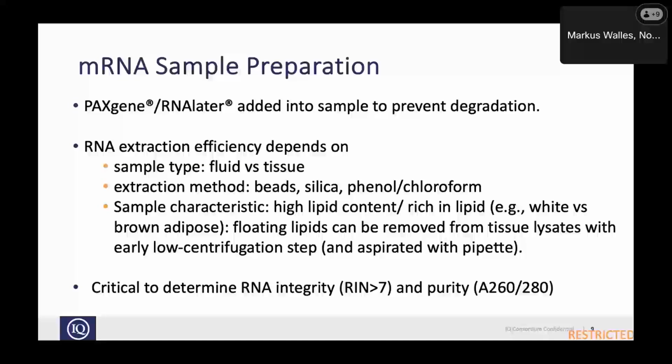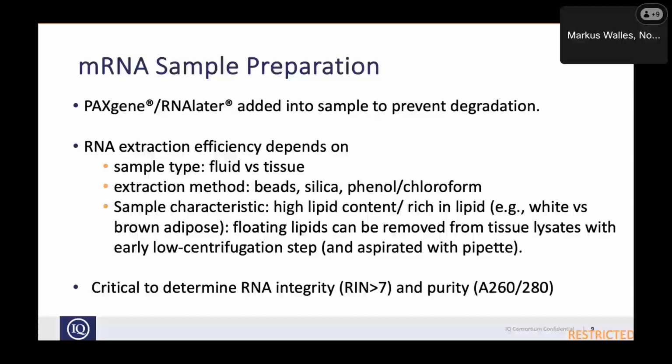It's also important to note that the efficiency of the extraction can sometimes vary in different tissues or matrices. And also, different extraction methods can be used, from the standard phenol-chloroform extraction to silica or bead-based methods. We will discuss it in a subsequent slide. The sample characteristics can also impact RNA extraction efficiency. For example, the extraction of RNA from tissues with a high lipid content may require additional steps, such as the removal of the lipid fraction.